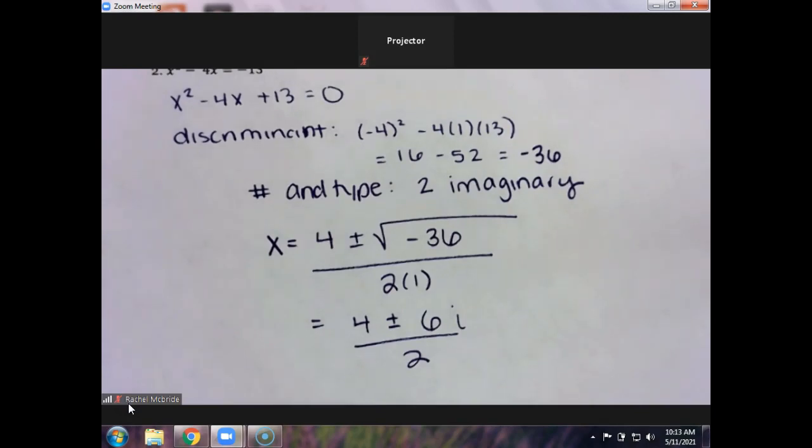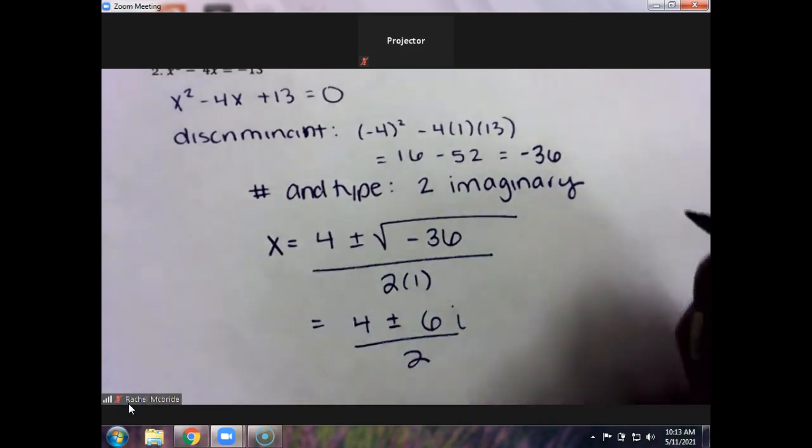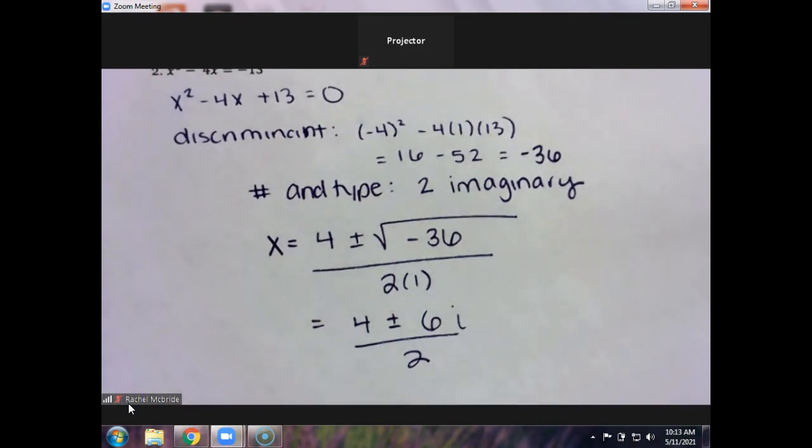Yes. Because 36 is a perfect square, it would be rational. If it's a perfect square, it's the same rules whether it's negative or positive.